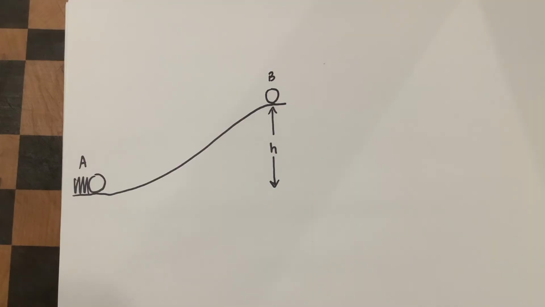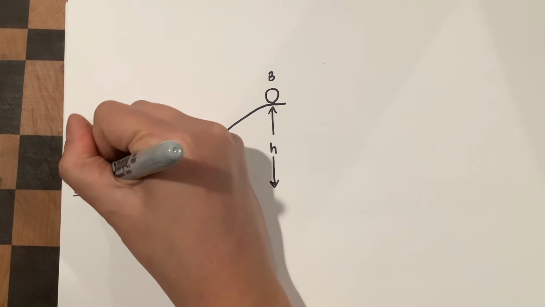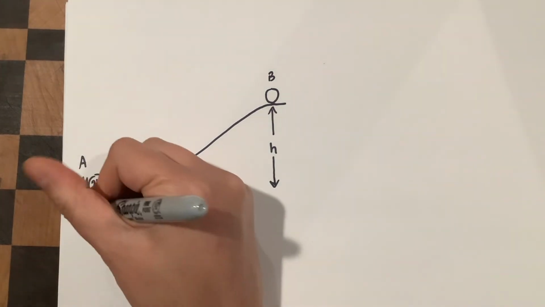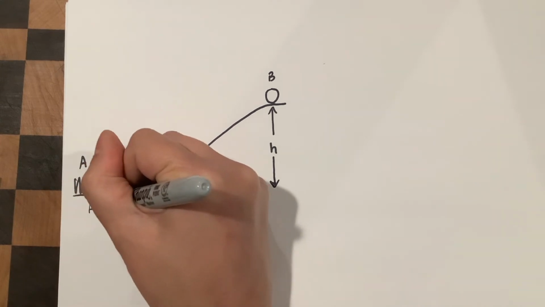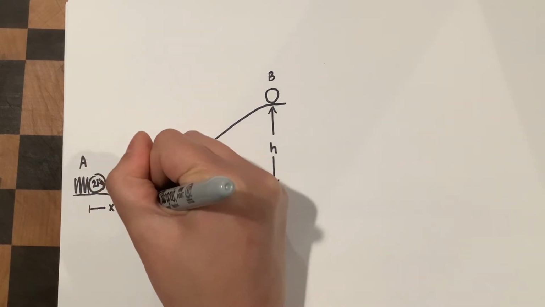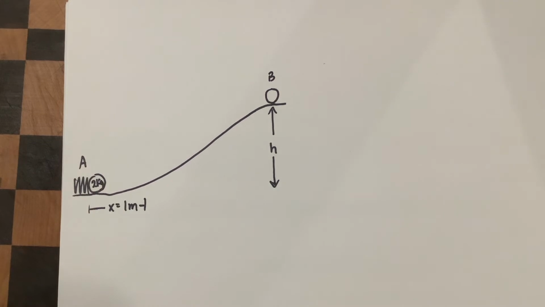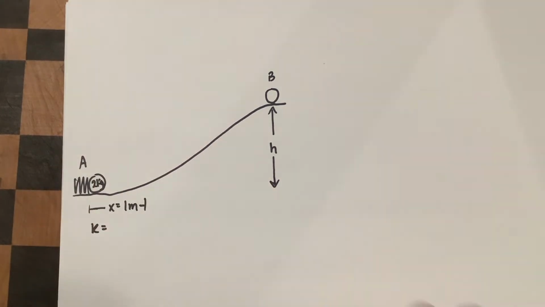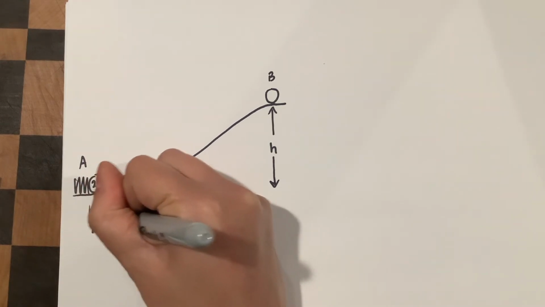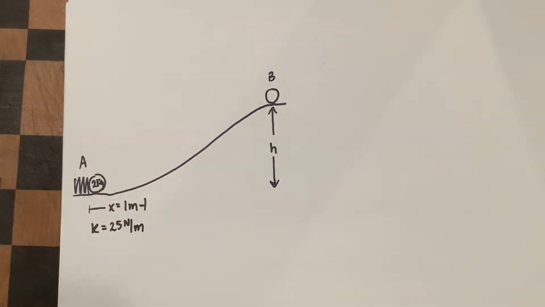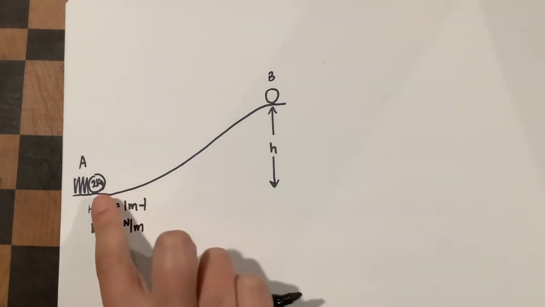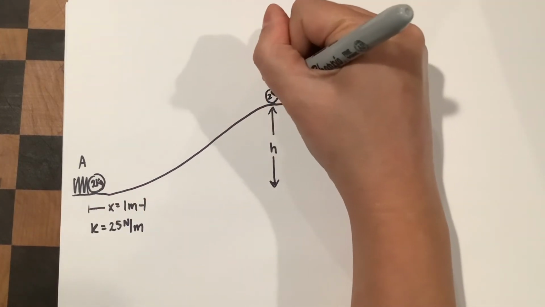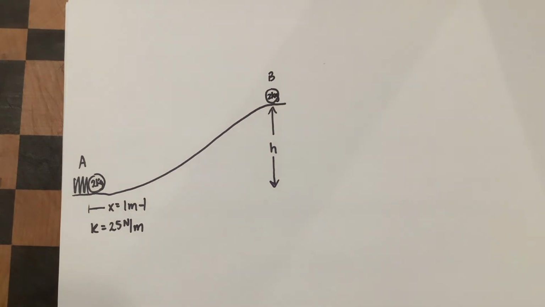Let's say I have an energy conservation problem where I have a 2 kilogram mass compressing a spring. Let's say that we compress the spring by x equals 1 meter. And it's a pretty loose spring. Its spring constant is only 25 newtons per meter. And we want this 2 kilogram ball to roll up the hill to an unknown height h.